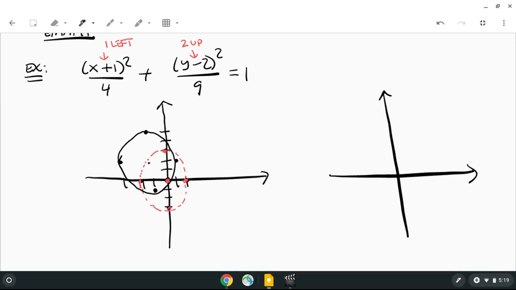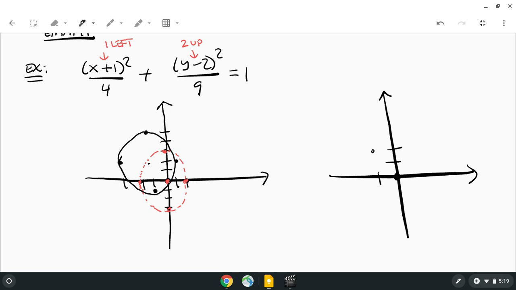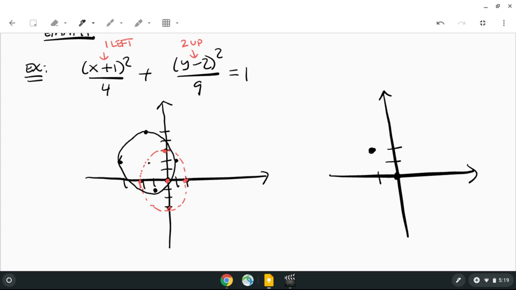Okay, so I know that my original center is at 0, 0, right? And I know my center shifts 1 left and 2 up. So there's my new center. And then I just do everything there. Instead of doing everything twice, I take my center and I shift it, and then I do the graph as if I were doing it centered at 0, 0. So I plot my new center, and then I do everything as usual.